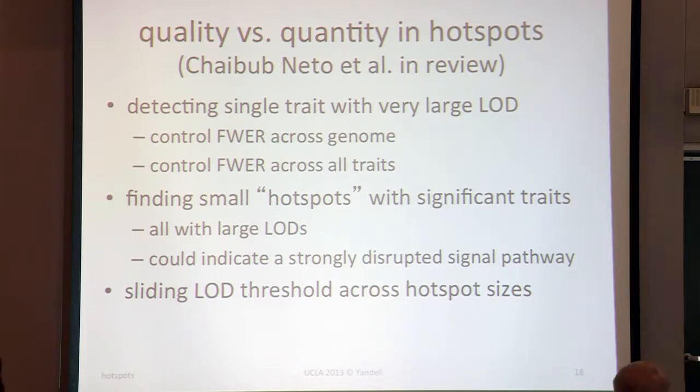So finding large hotspots with many things in them may be important, or maybe not. If you get 1,000 traits that all have a very small signal, it's sort of like what Steve was talking about with the neighborhoods. Is that going to be more interesting to you than 50 traits that have a really strong signal all at the same position? Maybe you want to look for both of those. So we set up a sliding threshold approach, which will get at both of those.